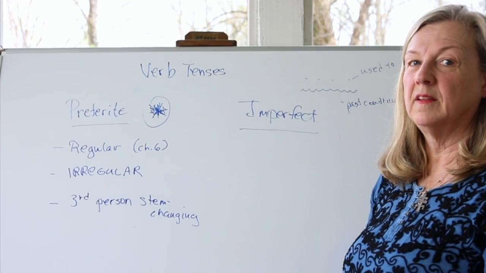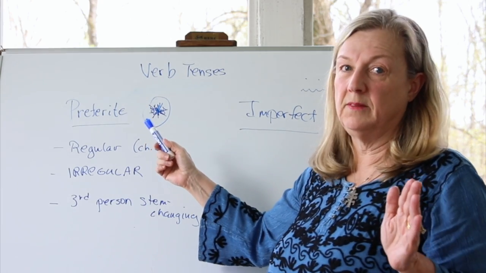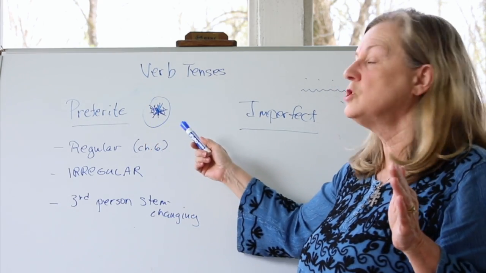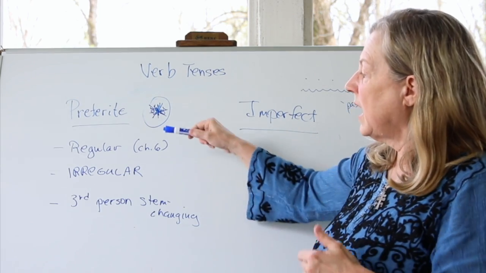Good. So I think you understand what preterite is. It's the past tense that's completed. See, I ate a hamburger. So you're just reporting to me an event that's over with. It's just completed. Now, how do you form it?